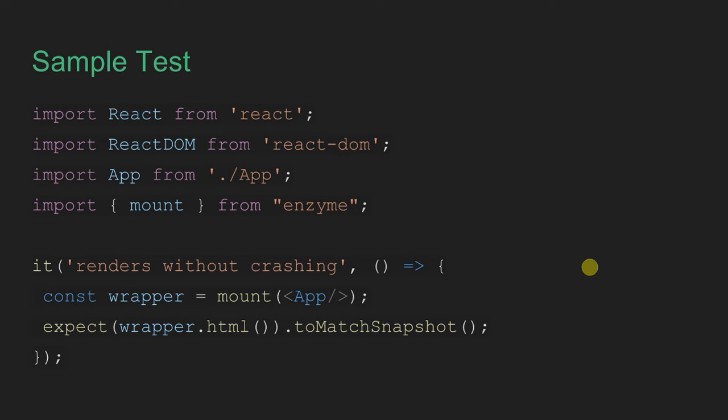So here I've got a basic React app, importing all the React goodness. And what I'm going to do is I'm going to import mount from Enzyme. And mount allows us to get a React component and mount it into a variable, and it will run all of the lifecycle hooks. We can then grab the HTML that that component would have made, and we can use Jest's ability to do a snapshot. So if that app changes in the future, this test will fail, and we now know that we've done something that affects the app.